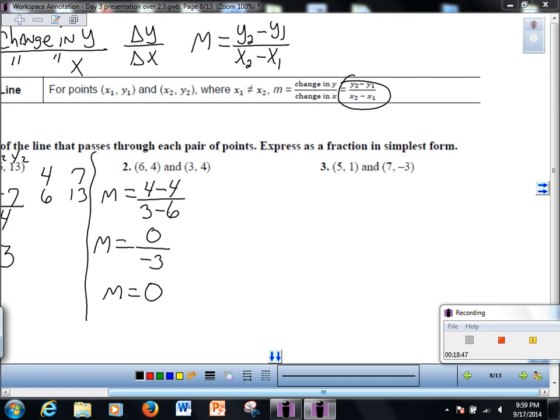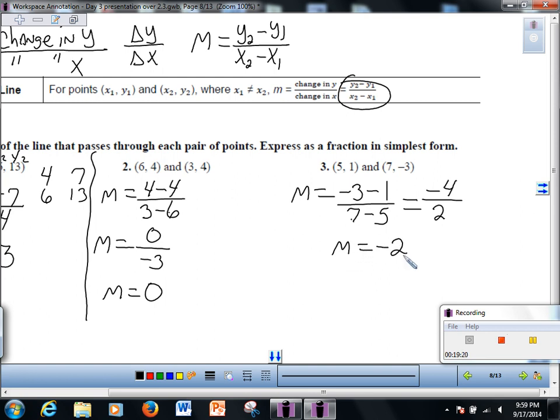I'm going to pick the pace up a little bit. To find my slope on number 3, the change in y over the change in x, so negative 3 minus 1 over 7 minus 5. Negative 3 minus 1 over 7 minus 5. Well, negative 3 minus 1 is negative 4. 7 minus 5 is 2. So this slope is negative 2.